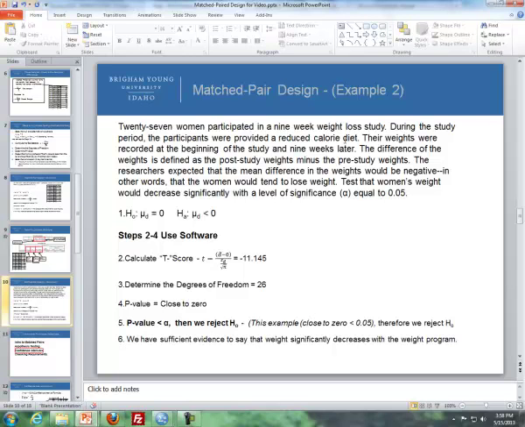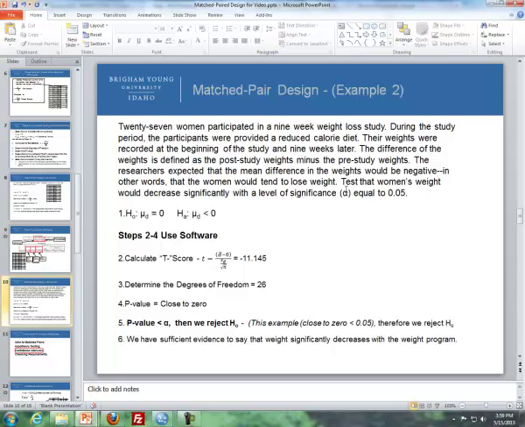27 women participated in a 9-week weight loss study. During the study period, participants were provided a reduced calorie diet. Their weights were recorded at the beginning of the study and 9 weeks later. The difference of the weight is defined by post-study weights minus pre-study weights. The researcher expected that the mean difference in the weights would be negative, in other words, that women would tend to lose weight. Test that women's weight would decrease significantly with a level of significance equal to 0.05. So stop the video, go through these 6 steps with that data, and see what you come up with.